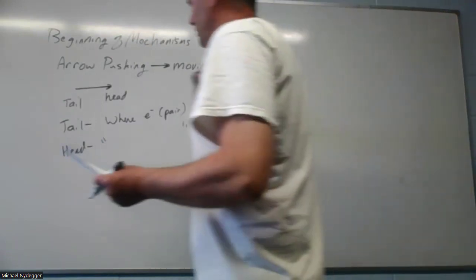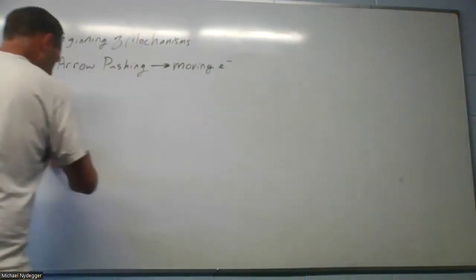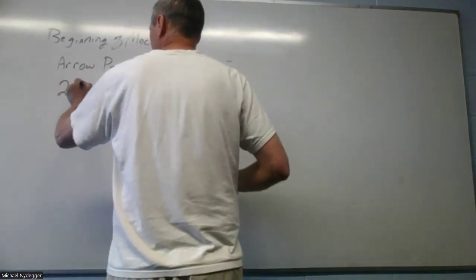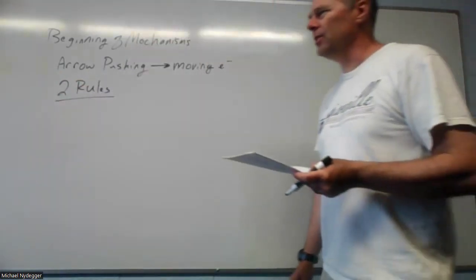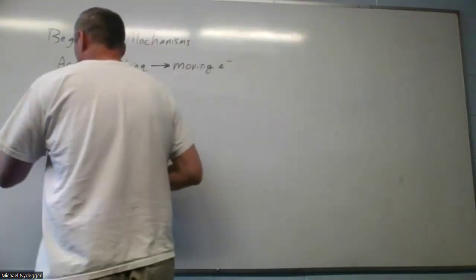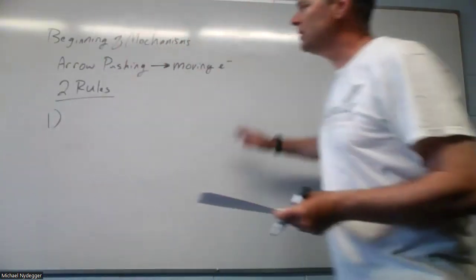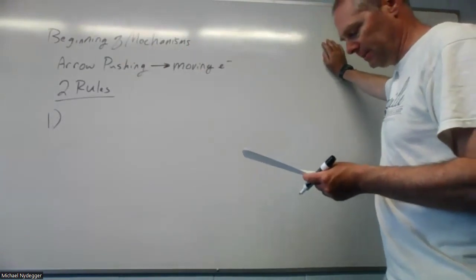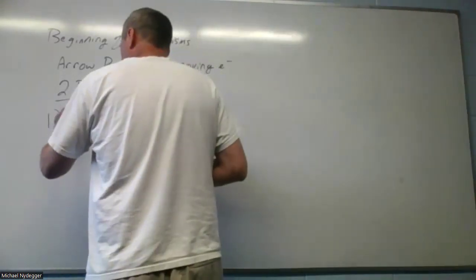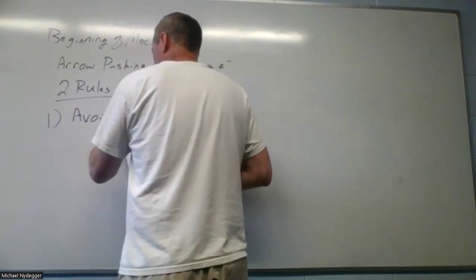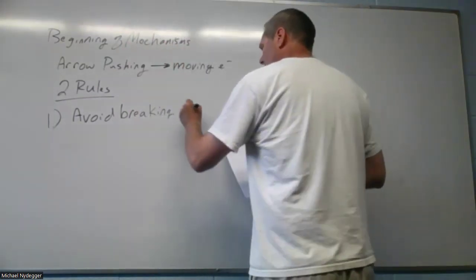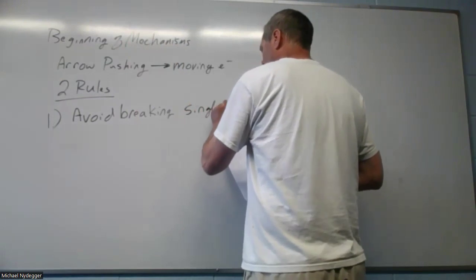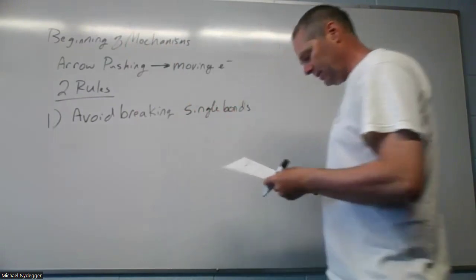And we have two rules, right? There's just two rules to this. Just things to avoid. And I never understood this. Honestly, when I took this course, I never understood it. It wasn't until much, much later in life that it started to make sense to me. So we want to avoid breaking single bonds.